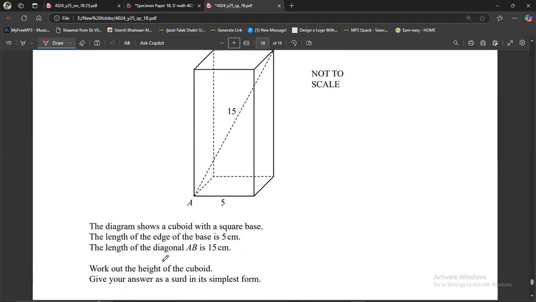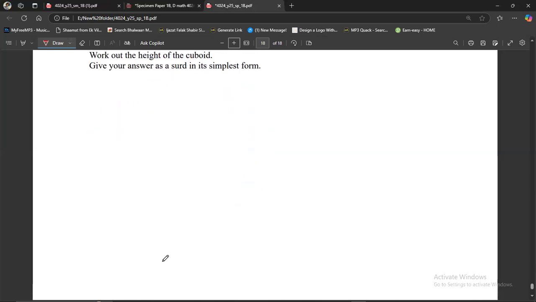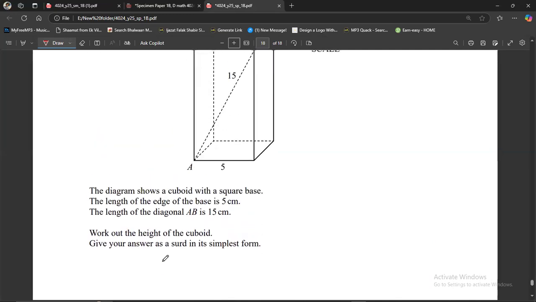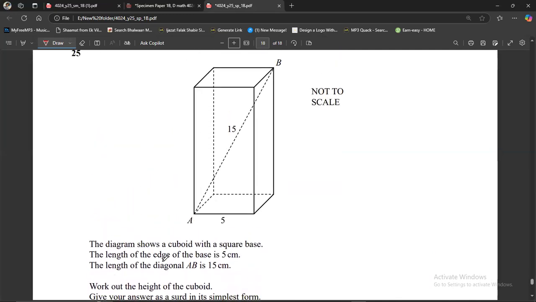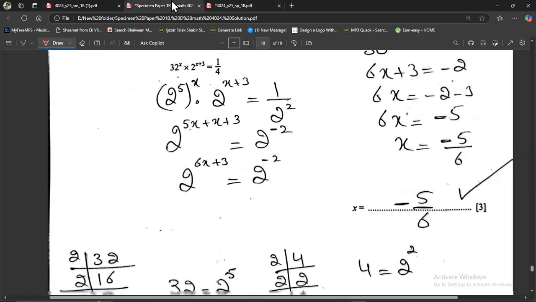Okay, their question is, work out the height of the cuboid and give your answer as a surd in its simplest form. And you know it's a 4-mark question. The strategy is very simple. First of all, I will find this diagonal. Then it will be a right angle triangle. Then I will be able to find out this. So let me show you. I have done it on the paper.